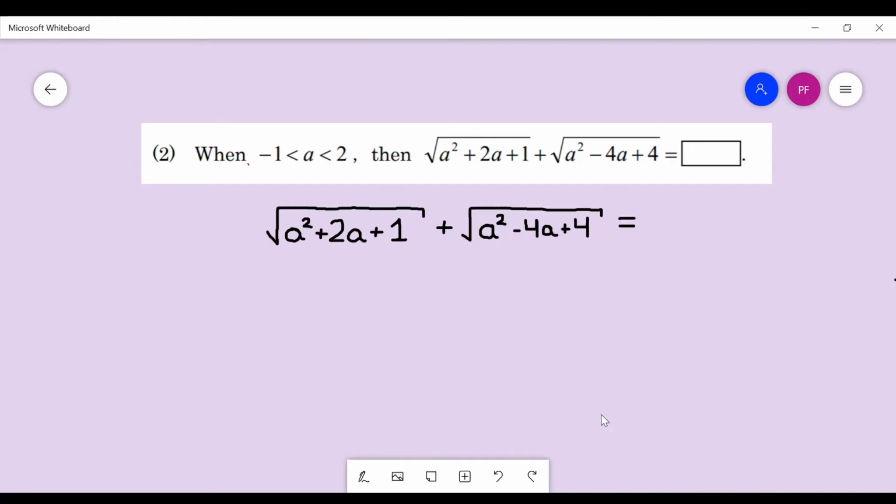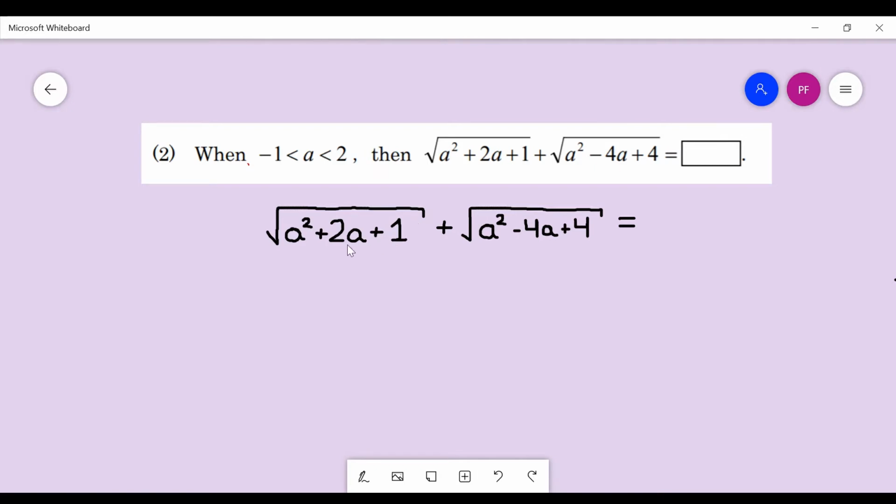In our second exercise, let's say when a is between -1 and 2, then what is the square root of a squared plus 2a plus 1 plus the square root of a squared plus 4a plus 4? This is a really easy problem where we have to know the absolute value. First, we have to see that the expression inside of the square root is a perfect square binomial.